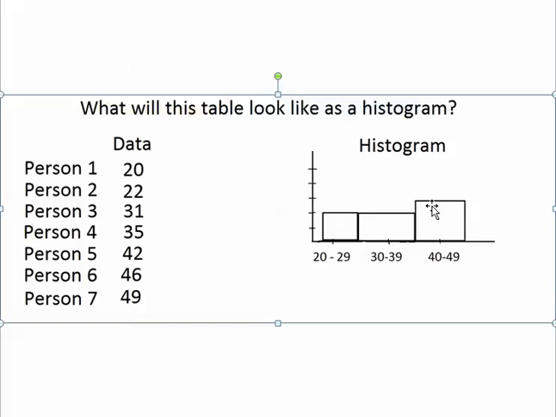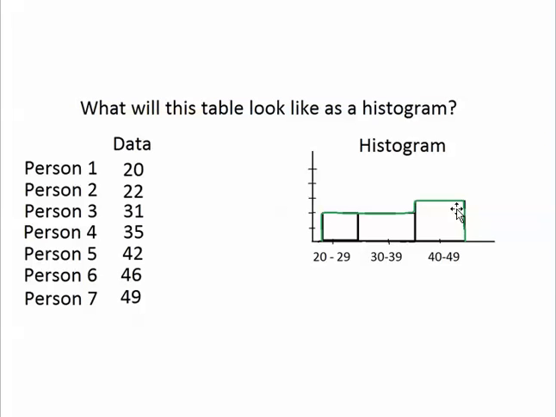Here we have a different type of a shape because it peaks at the right end and then trails off toward the left. This type of shape also has a name. When the histogram peaks at the right end and then trails off toward the left, you say that the data is skewed to the left. It's skewed to the left because it's gradually trailing off toward the left end.